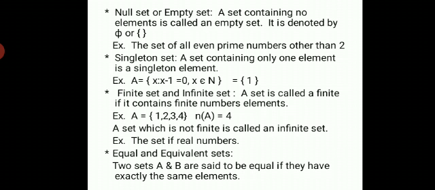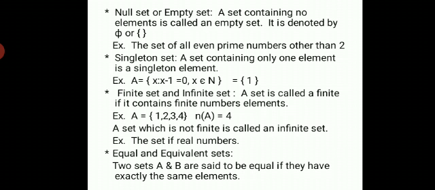For example, the set of all even prime numbers other than 2. So as we know, prime numbers start from 2. 1 is neither prime nor composite. It starts from the even prime number 2, 3, 5, 7. Prime numbers have only 2 factors. In that, 2 is the only number which is even. Other than that, all the rest of the prime numbers are odd only. Understood?